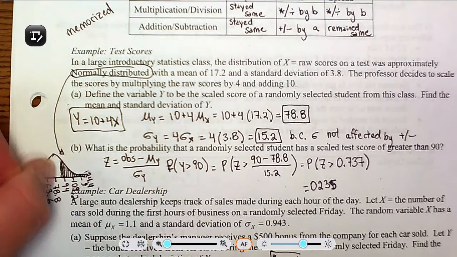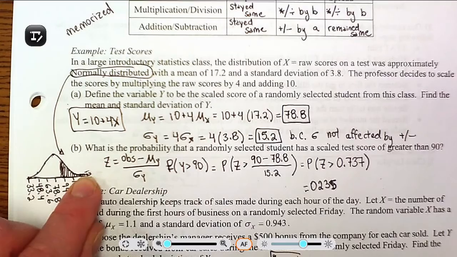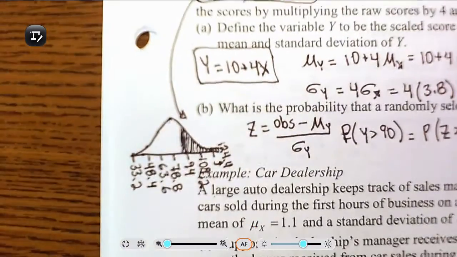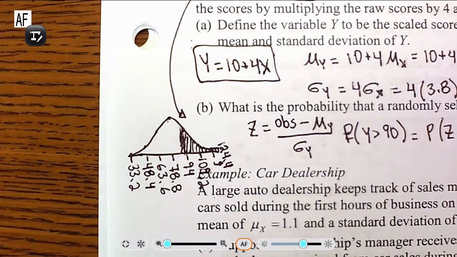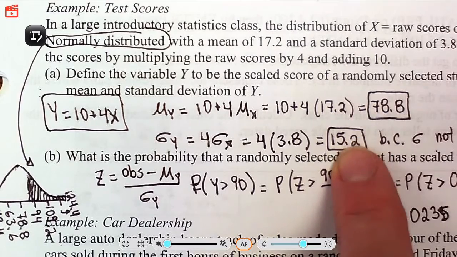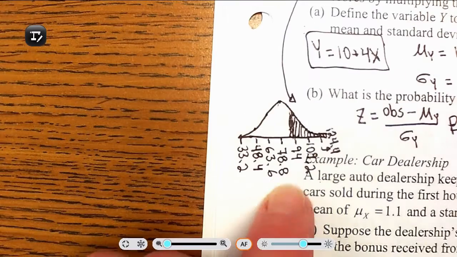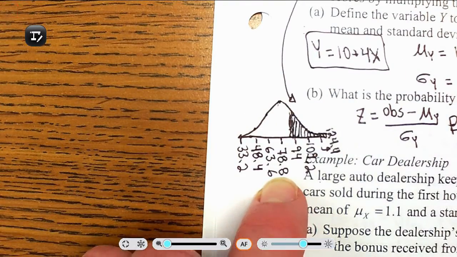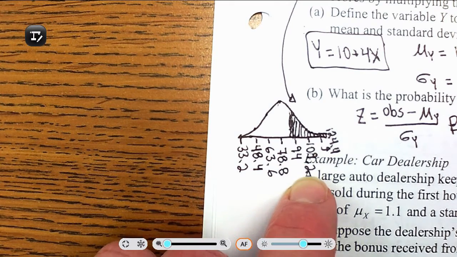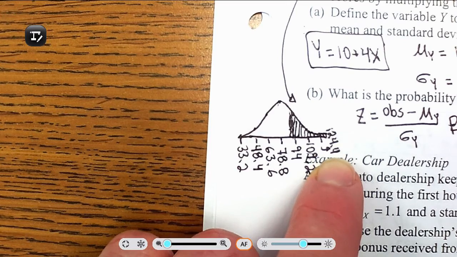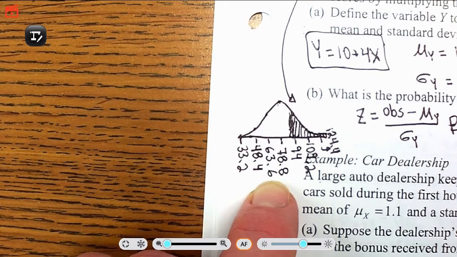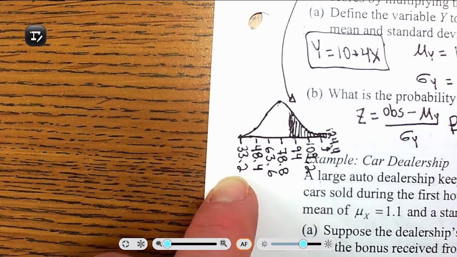So I'm curious about the 90 line and on up. So what I have to do is start with a normal curve, and I have to put my 78.8 in the middle, and I have to count by 15.2s. So 78.8 goes there, 15.2 more is 94, then 109.2, and 124.4. On the other side, 63.6, 48.4, 33.2.